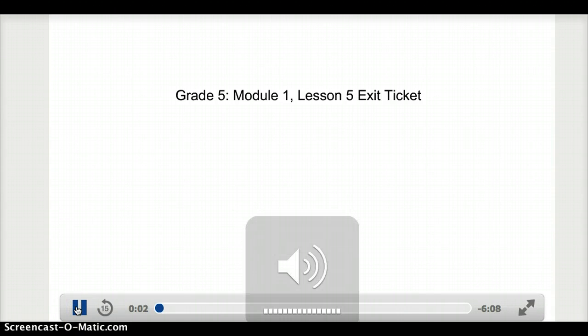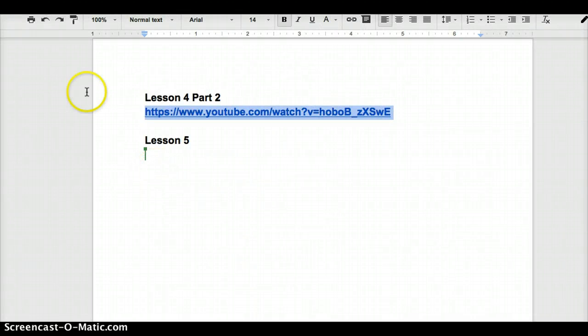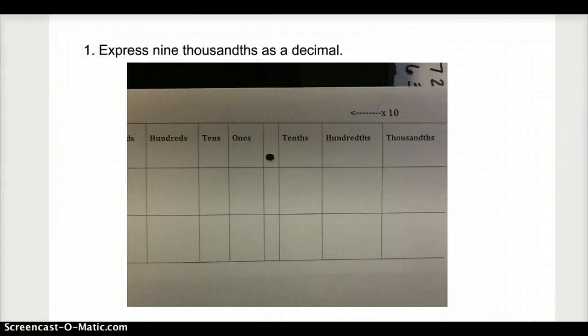Grade 5, Module 1, Lesson 5, Exit 2. Hold on, sorry. I left my Pandora on. Like always.